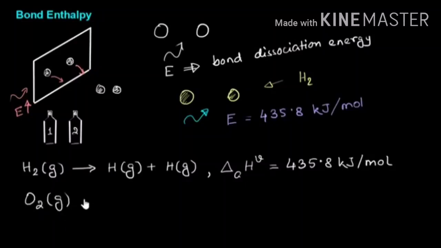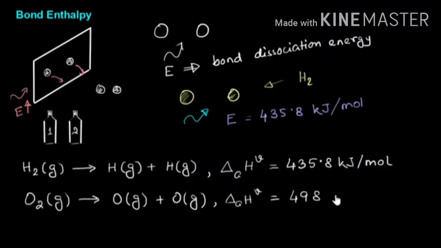Let us take another example, the oxygen molecule. In the case of the oxygen molecule, the energy is greater than the hydrogen molecule, as there is a double bond between the two oxygen atoms, and this energy is 498 kilojoule per mole. This is the simplest molecule, the diatomic molecule, in which one type of bond is present.